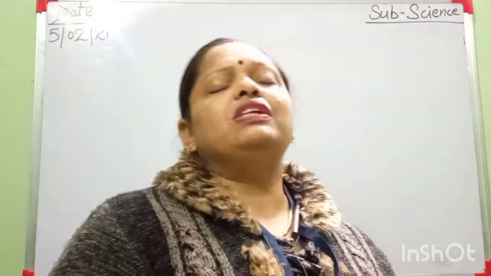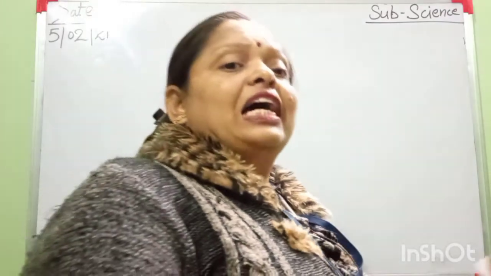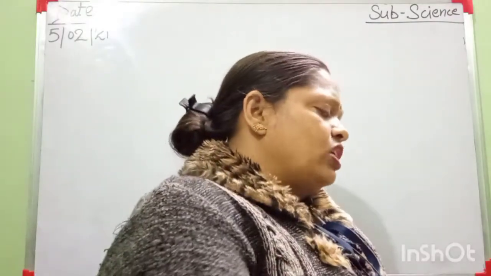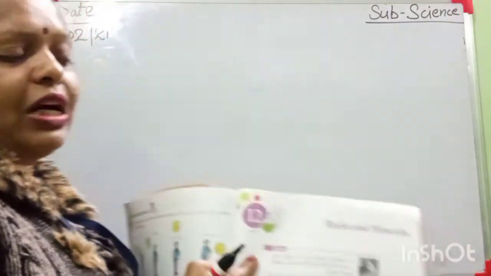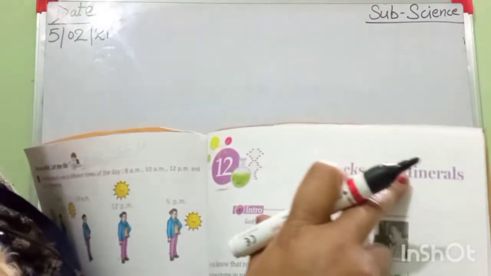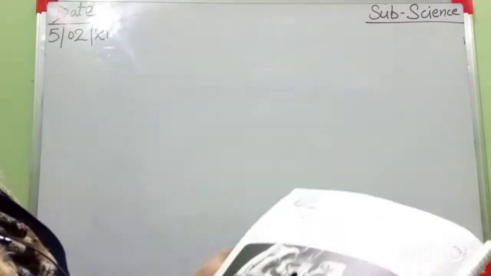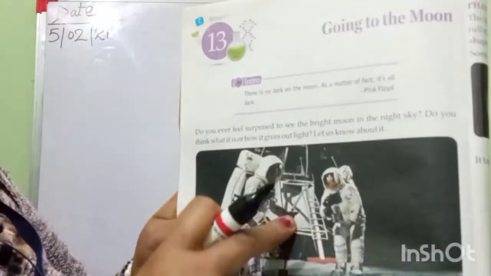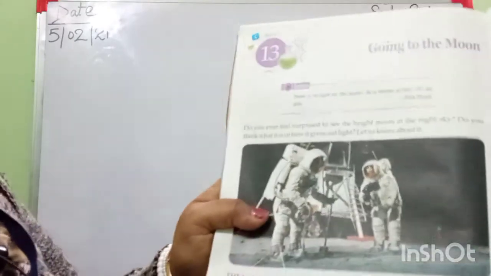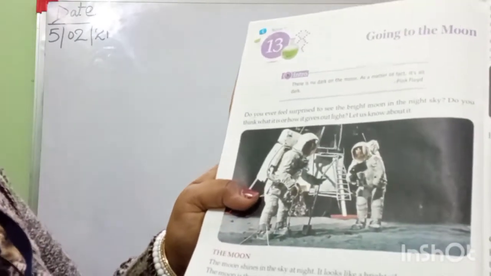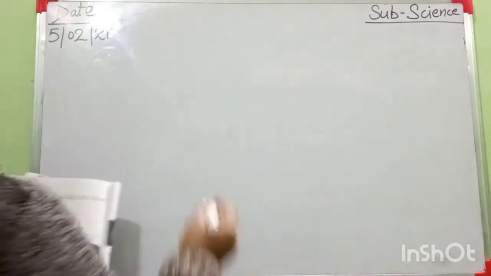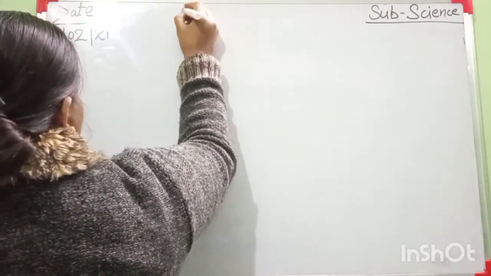Okay, beta. Today we will start a new chapter. This is your last chapter according to your annual syllabus. Chapter 12, Rocks and Minerals, is not in your syllabus. So students, come to Chapter 13. This chapter is the last chapter and it is in your syllabus. So dear students, open your book, page number 98. Chapter 13.